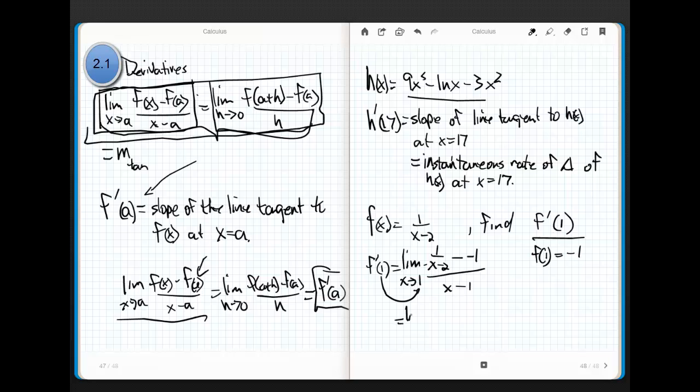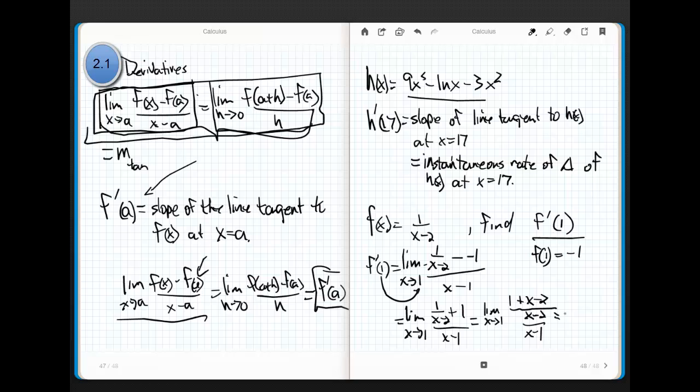Let's clean this thing up. I'm going to get the limit as x approaches 1 of, let's see, 1 over x minus 2 plus 1 over x minus 1. Find a common denominator and let's see what happens. The limit as x approaches 1 of 1 plus x minus 2 over x minus 2 all over x minus 1. Okay? Now watch what is about to happen here.